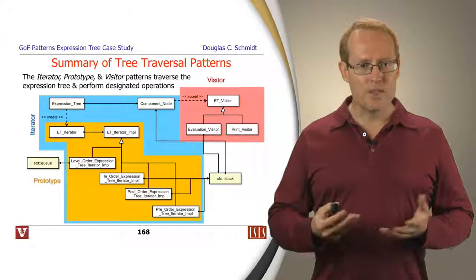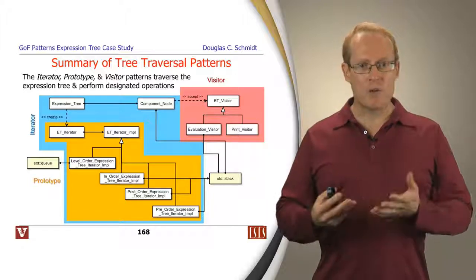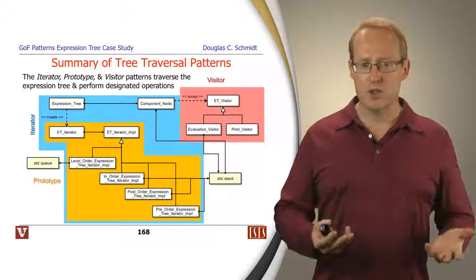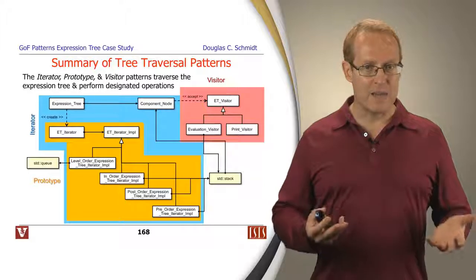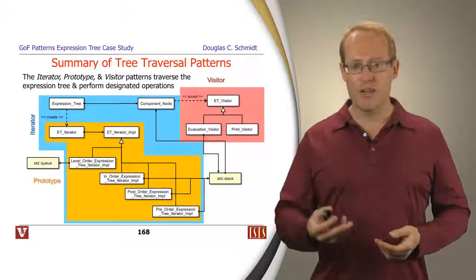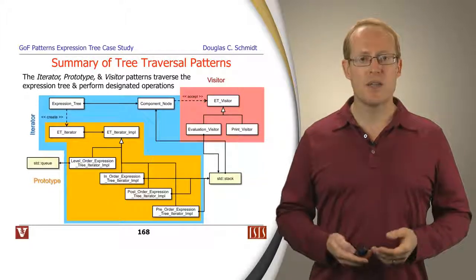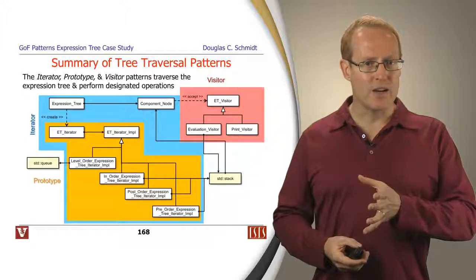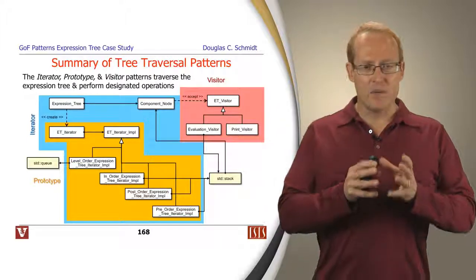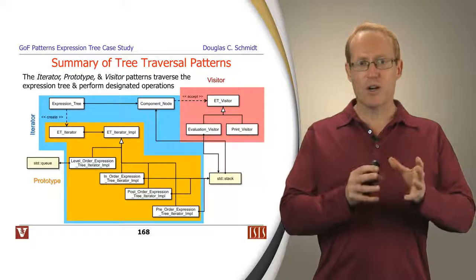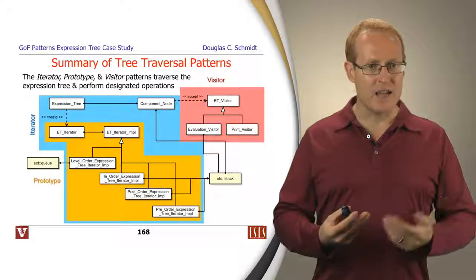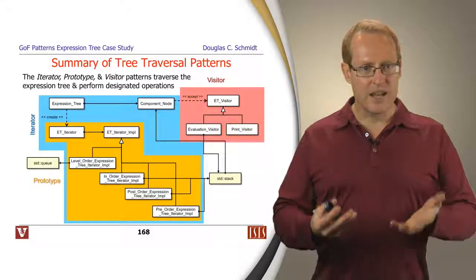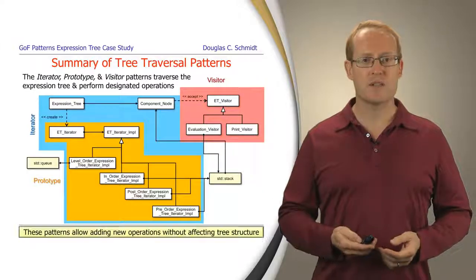So to wrap up this section, the iterator and visitor patterns are used to traverse expression trees and perform various designated operations to print them or evaluate them or optimize them and so on. And we used the prototype pattern in order to simplify portions of our iterator so it would work seamlessly in the context of C++ and STL value-based copy semantics.